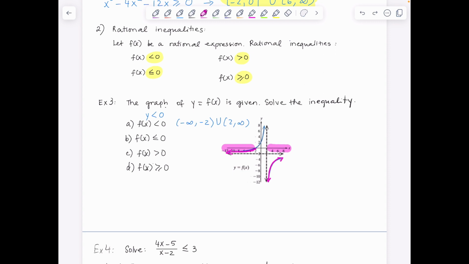Part B, f of x is less than or equal to 0. This time, not only will we include the interval, but also any points on those pieces of the graph that land on the x-axis, because those are the x-intercepts where y is equal to 0. And I see only one point, so that's going to be from negative infinity to negative 2, so we do include that negative 2. But the second curve, as you can see, never crosses the x-axis, so that's going to stay the same as 2 to infinity.